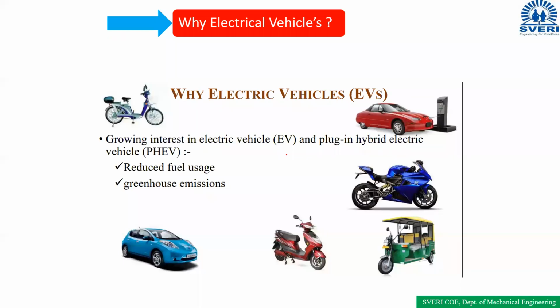And at the same time, IC engines need petrol or diesel fuels. With this, carbon dioxide and some chemical compounds are injected into the atmosphere. Due to this, pollution is increased. In order to reduce the greenhouse emissions, we are going for electric vehicles. No emissions are injected into the atmosphere.